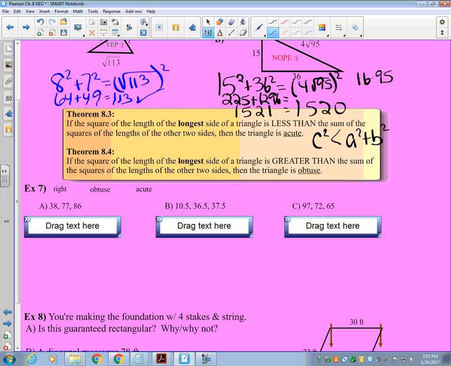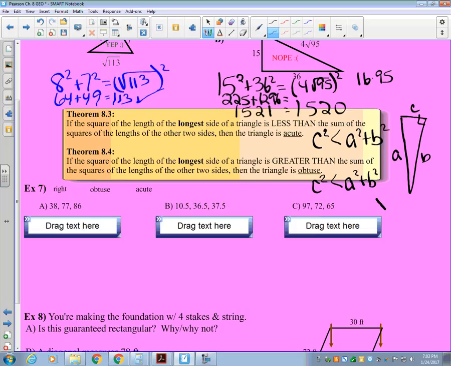So it's like having a really small c and a long a and a b. So if a squared plus b squared creates a bigger number than c squared, then you are acute. The opposite of that is true if c squared is greater than a squared plus b squared.